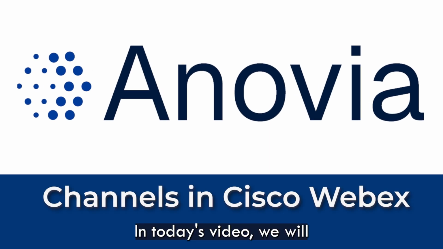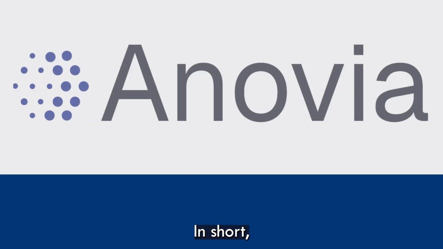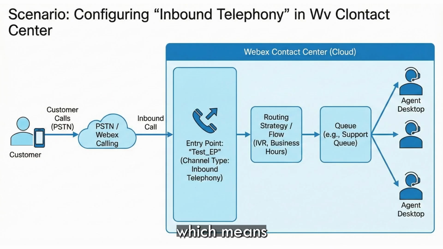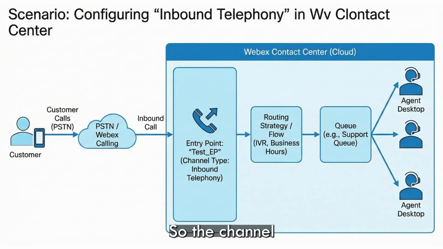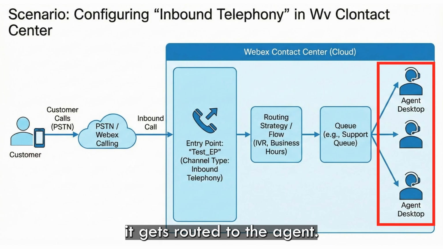In today's video, we will talk about the channels in Cisco Webex. In short, a channel is the entry point. So when a customer calls, it reaches Webex, and then the entry point in this case is inbound telephony, which means that the caller has called the customer care number. So the channel is inbound telephony in this case. And then the call gets routed to the IVR. And then from the support queue, it gets routed to the agent.